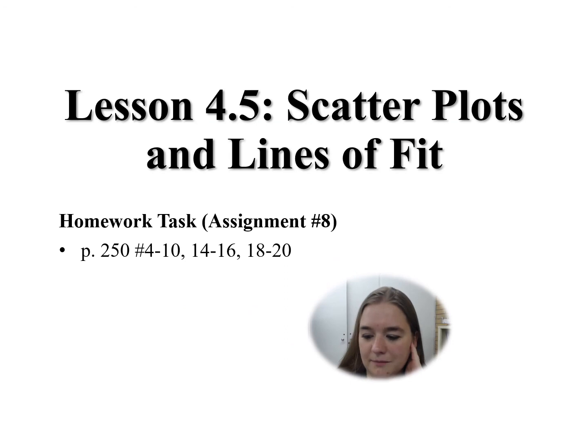So now your job is to get started on the homework here. Your homework is from page 250. It's numbers 4 through 10, 14 through 16, and 18 through 20. As usual, the key will be posted. Grade your own work and submit the form.